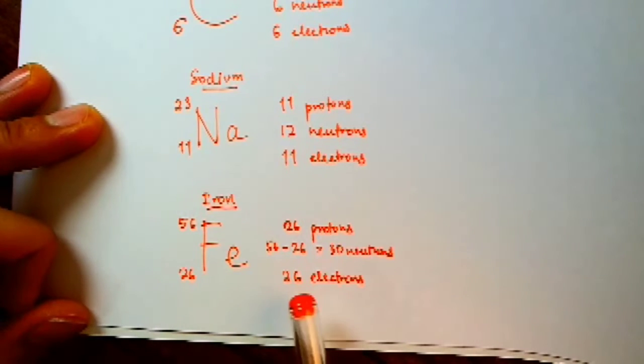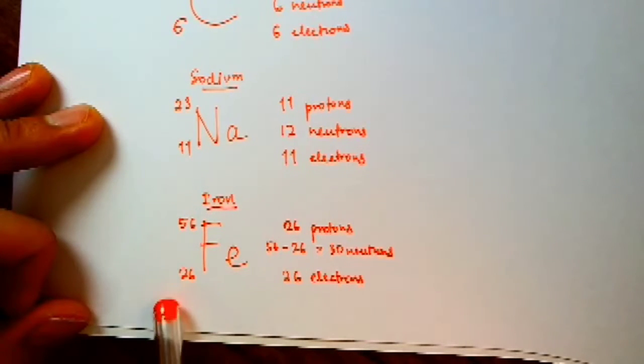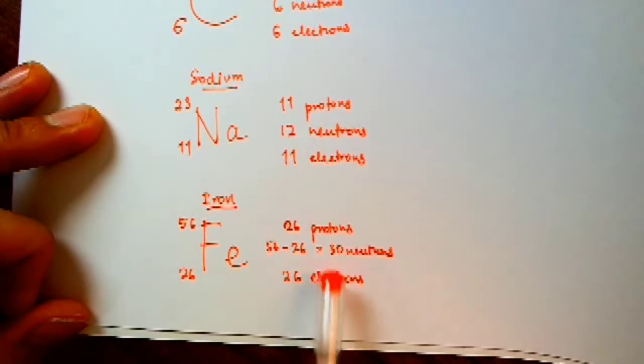If you observe, in the case of iron also, the number of neutrons is more than the number of protons. Number of neutrons is more than number of protons.